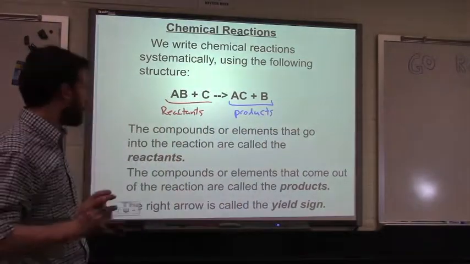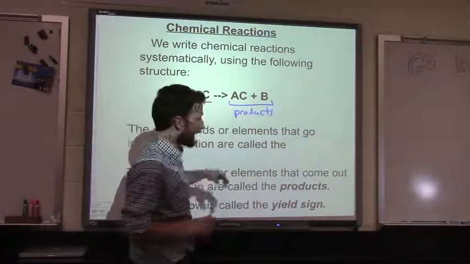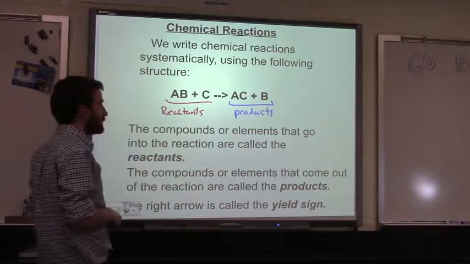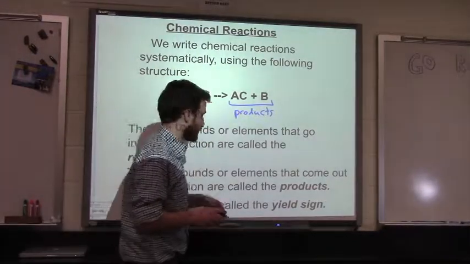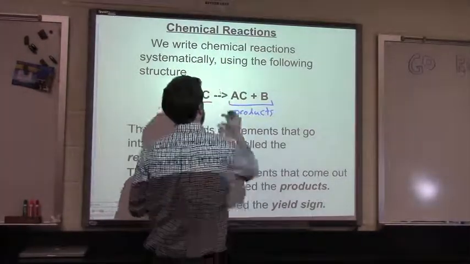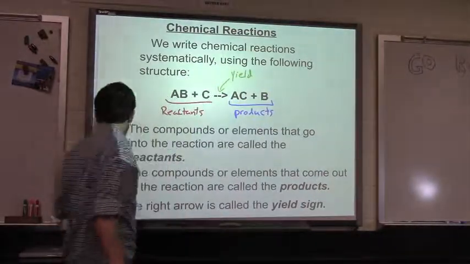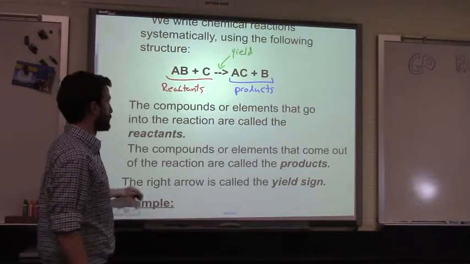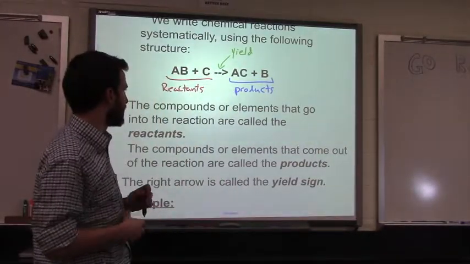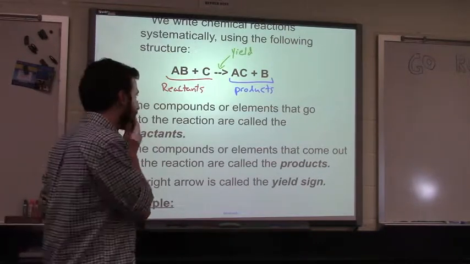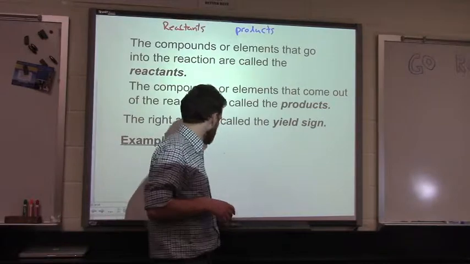Lastly, it's important to know that the arrow separates the before and the after, and the arrow is called the yield sign. So you could say the reactants yield, produce the products. So reactants yield products. That's pretty much the simplest structure I can give you for how we write chemical reactions. So I'll quickly show you an example.